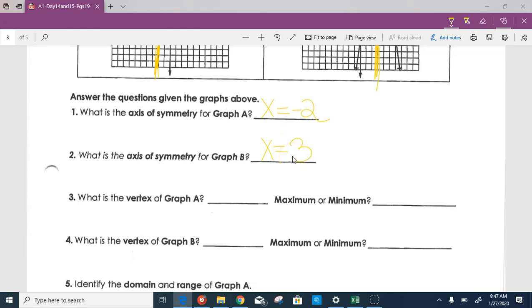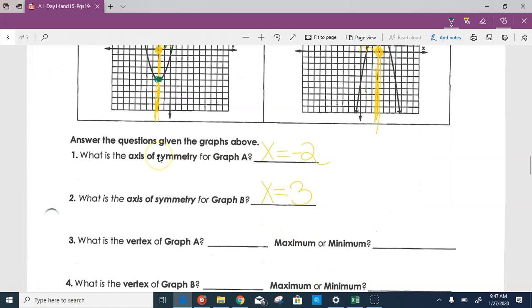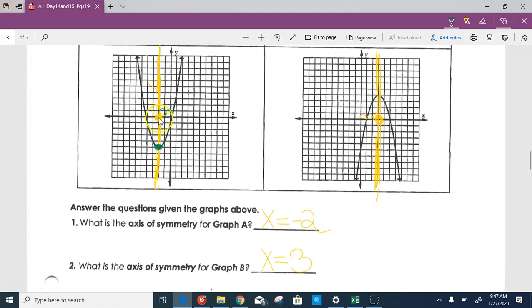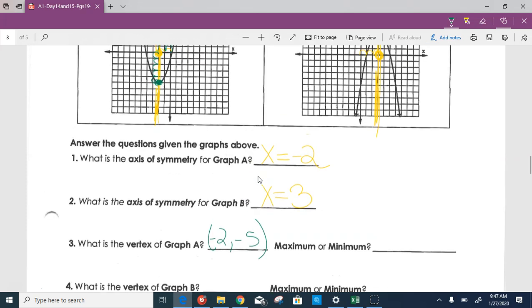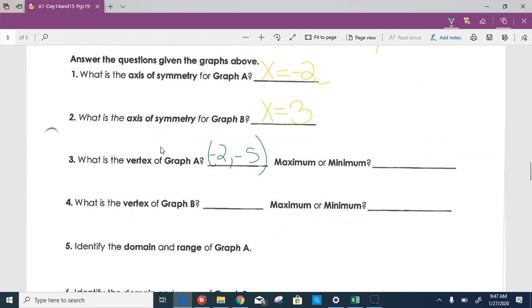What is the vertex for graph A? So let me change up the color a bit. The vertex for graph A is either the highest or lowest point. Right here is my vertex. The x-coordinate for that is at -2. So that's the first part. The vertex is at -2. And I have to go down 1, 2, 3, 4, -5. So -2, -5 is my vertex for graph A. Is this a maximum or a minimum? If I read the graph from left to right, it goes down. This is a minimum or lowest value. So it's a min, let's say for shorthand.